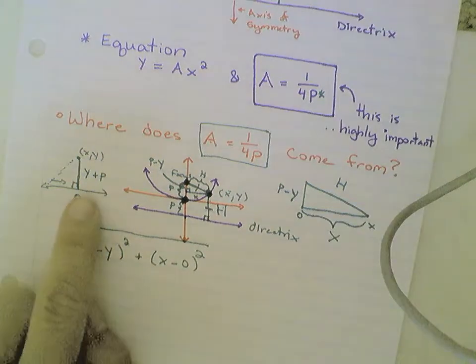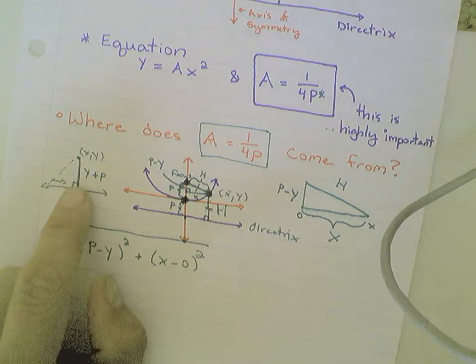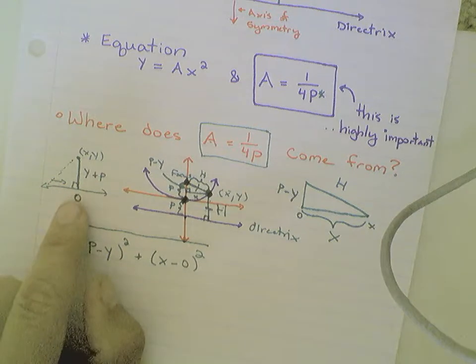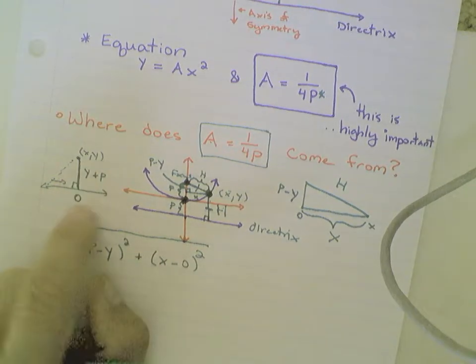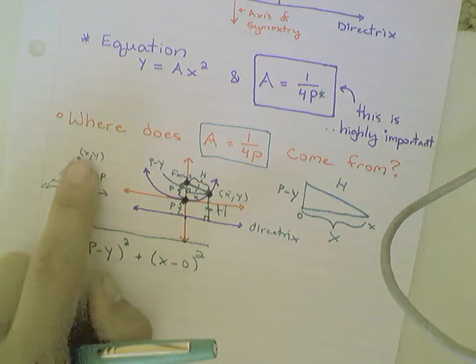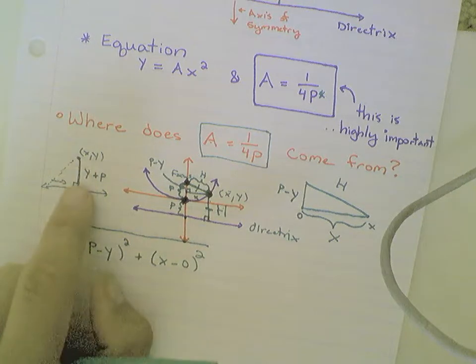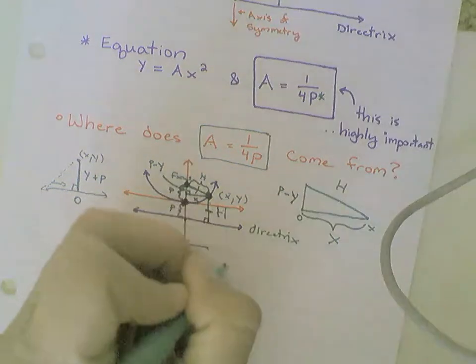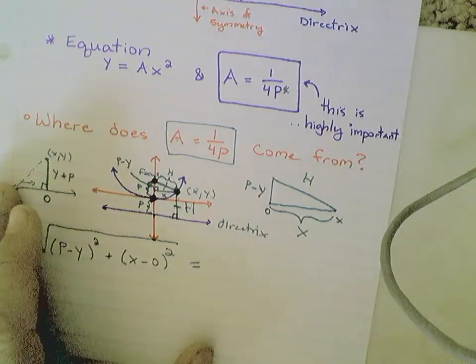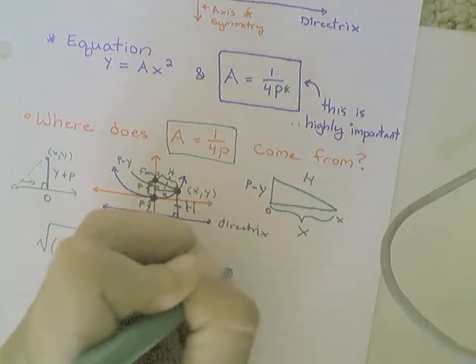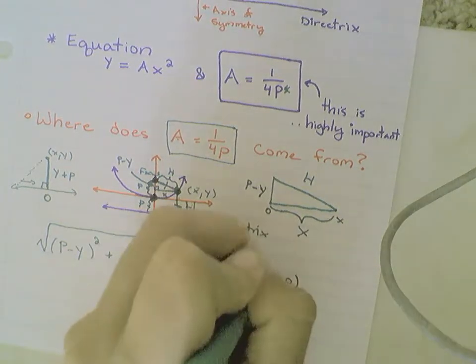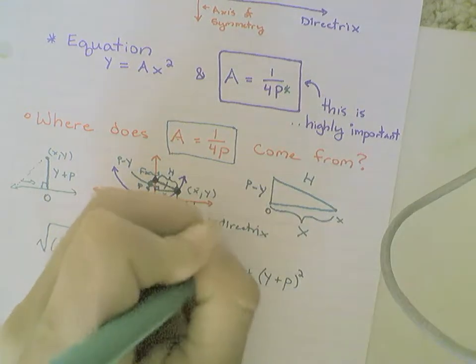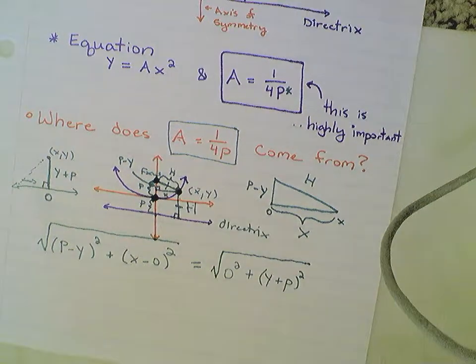If I want to find the length of this line in terms of an equation, I once again can use the Pythagorean theorem. I can take one side squared plus the other side squared, and if I square root the sum of those two, I'll get the length of the hypotenuse, which in this case is the same length as the line. So this would be equal to the square root of 0 squared plus (y plus p) squared, and then I'm taking the square root of both sides.